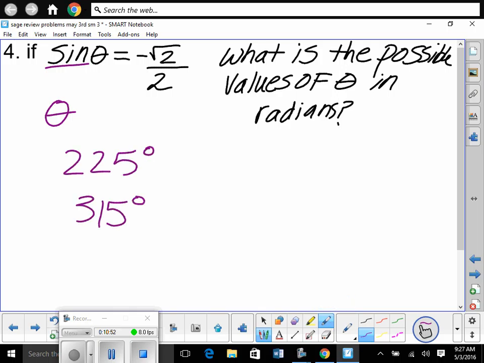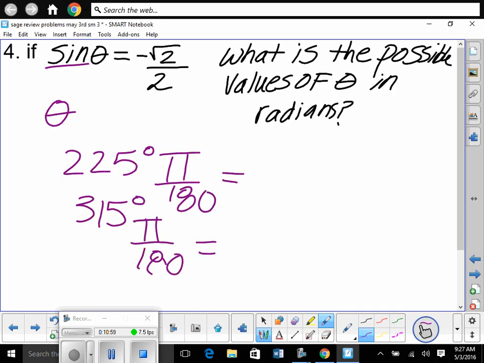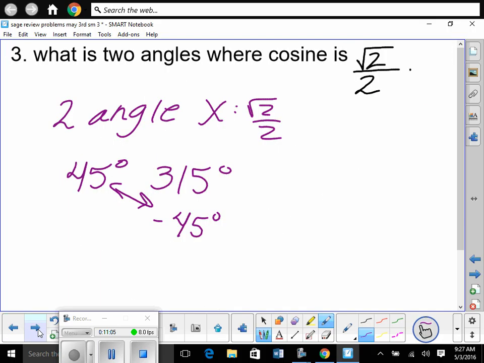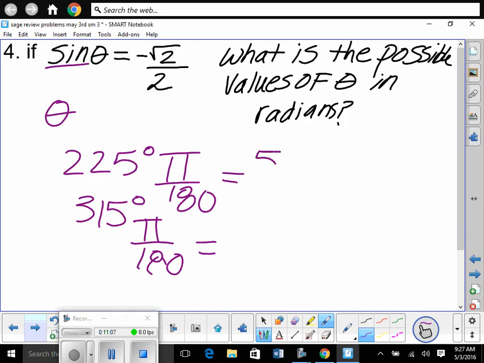Since you want it in radians, we'll multiply by pi over 180. Pi over 180, you'll simplify it, right? And then our unit circle had it simplified too: 5 pi fourths and 7 pi fourths. So this simplified to be 5 pi fourths, 7 pi fourths. Also an easy one, don't miss these.